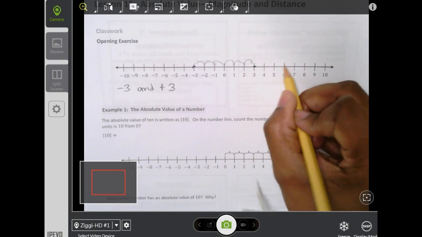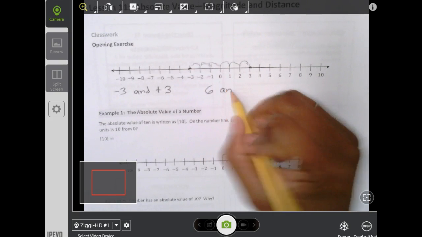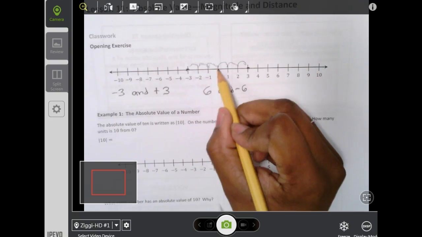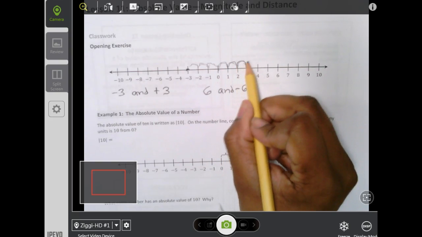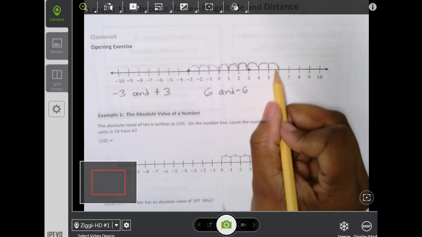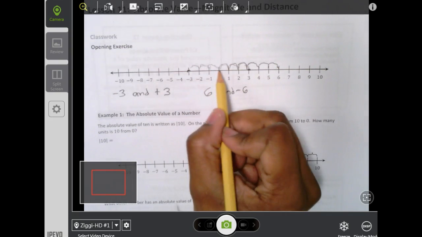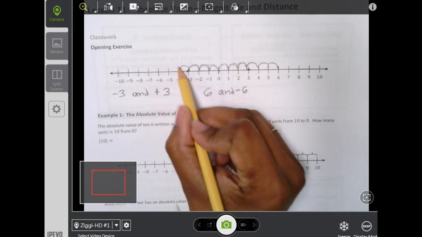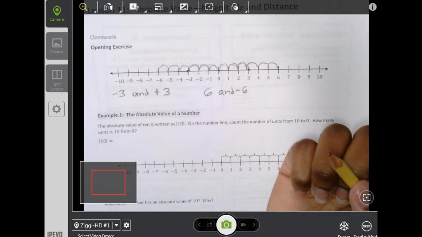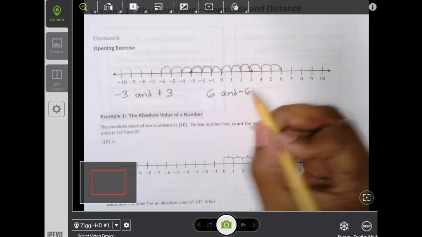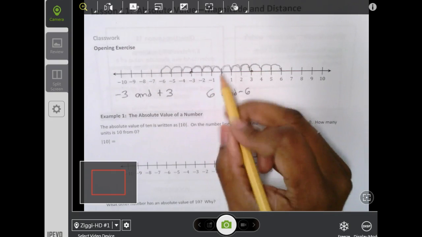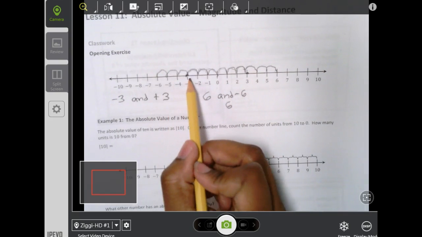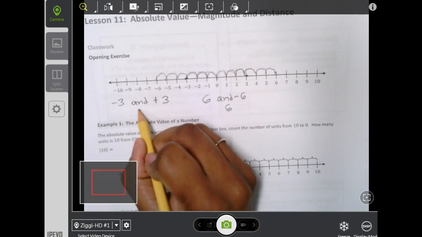Another set of numbers would be 6 and negative 6. So if you take a look at 0 and count to 6, 1, 2, 3, 4, 5, 6. So there are 6 units from 0. And let's go to negative 6. There are 1, 2, 3, 4, 5, 6 units to the left. So the absolute value of 6, or the distance away from 0 for both of these numbers, is 6. And the distance from 0 for negative 3 and positive 3 is 3.